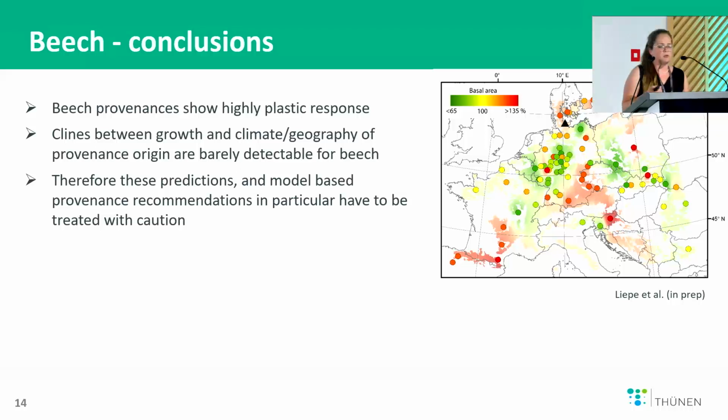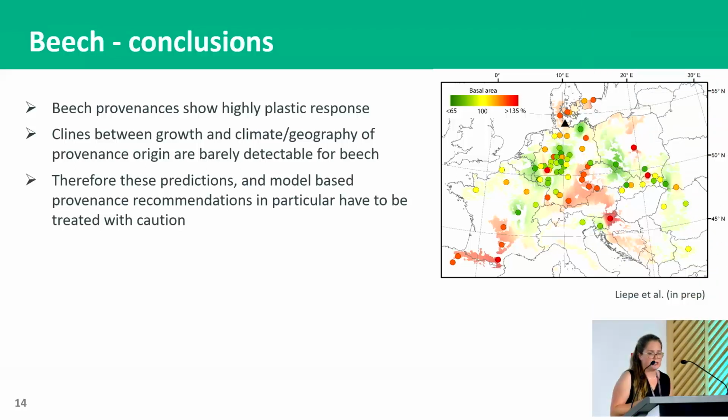So this brings me also to my conclusions for beech. These results are still very preliminary, and we're working on that, and we would like to improve them by looking at an older age. They were highly plastic, and it is very difficult to identify clines between growth and climate of origin or geography of origin.